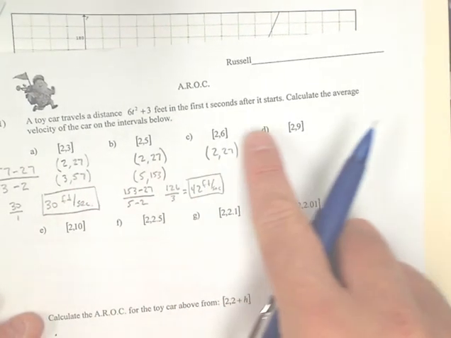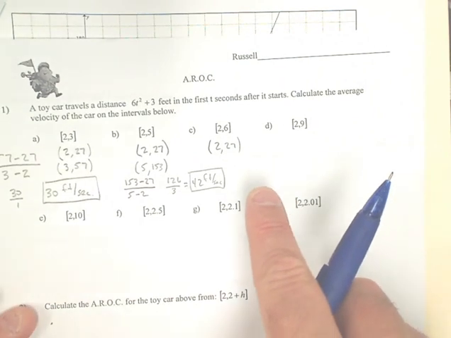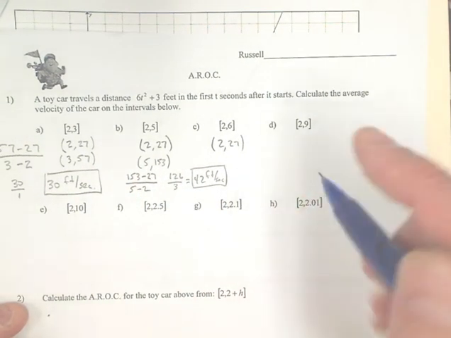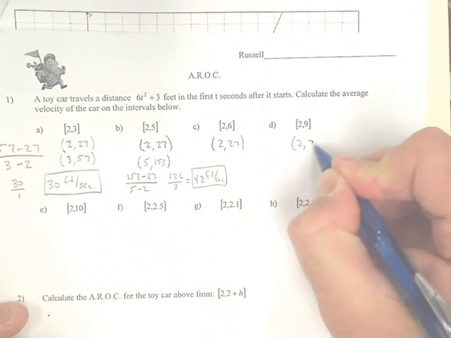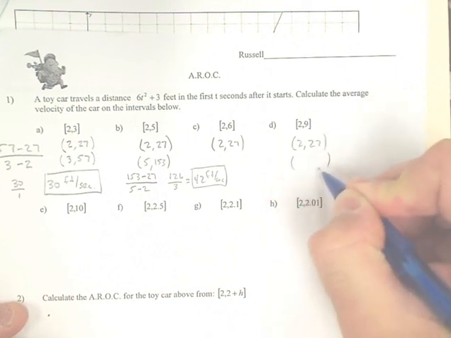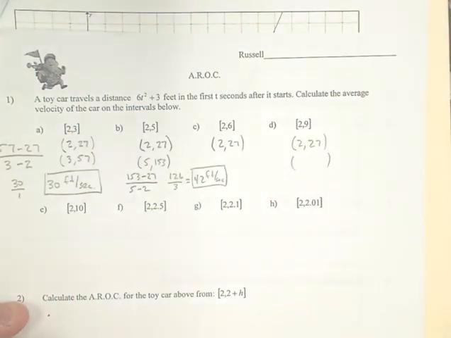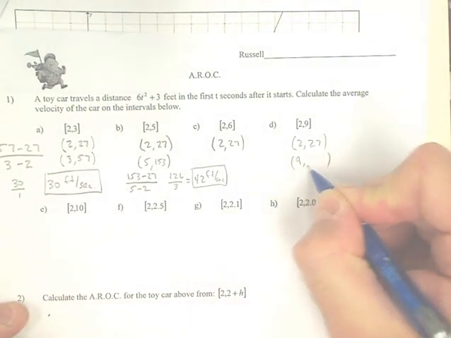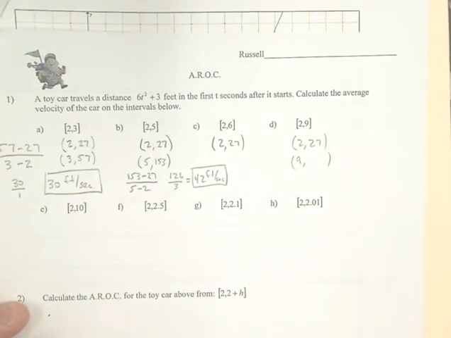So what you need to do right now is calculate basically the slopes of all these problems right here, with all having 2, 27 in common. So you need to calculate the other y value right now for the second x value and do difference of the y's over difference of the x's.